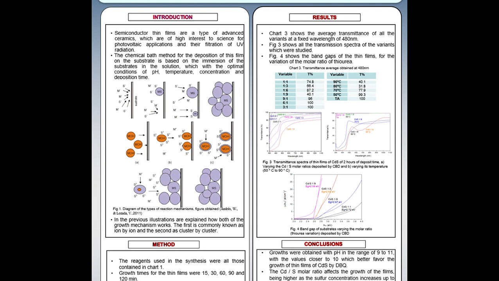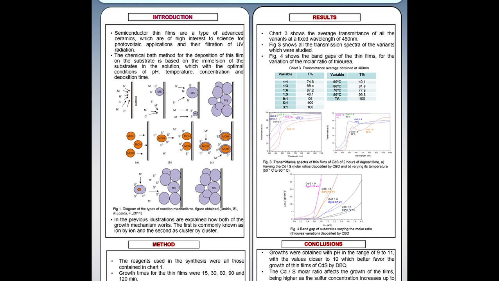The CBD technique is based on controlled precipitation of material that is deposited homogeneously on the substrate. The physicochemical process can be controlled by homogeneity of the reaction. Now in this image, figure 1, in the first part, is the homogeneous reaction mechanism. This is commonly known as ion by ion. In this type of mechanism, nuclei are generated which are formed on the surface of the substrate, while over time new nuclei form by sulfur ions and metal ions respectively.